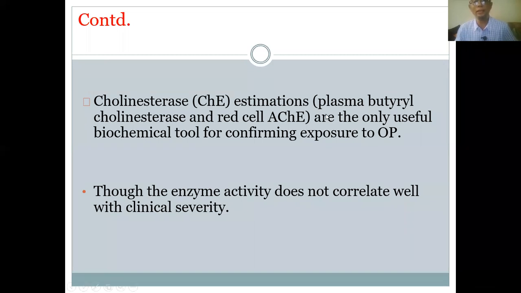Cholinesterase estimation, if facilities are available, is the only useful biochemical tool for confirming exposure to organophosphate compounds. So if facilities are available, it is the cholinesterase enzyme that will help, though the enzyme activity does not correlate well with the clinical severity.